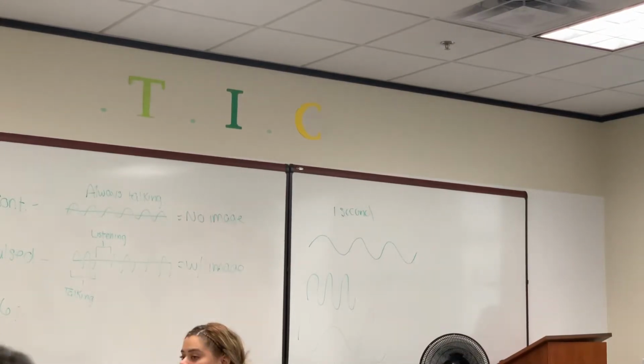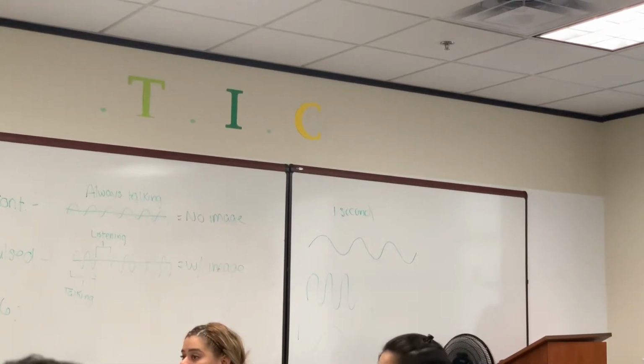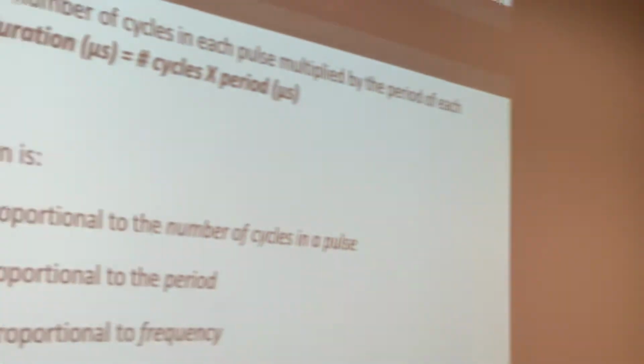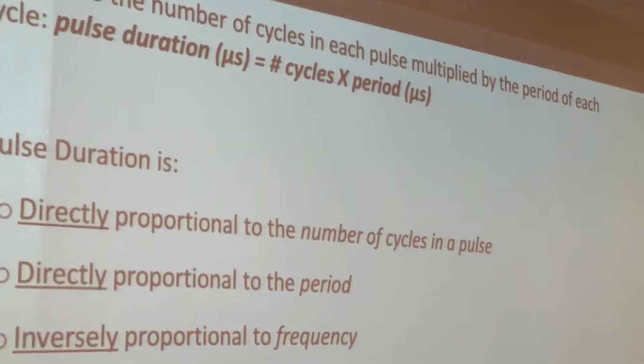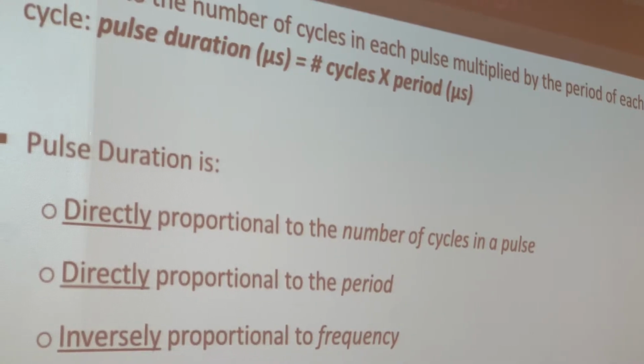I'm sorry, I didn't even put my hand up. All right? So, pulse duration is equal to the number of cycles divided by the frequency. Guys, I have a great example. Let's get down on this board. Can y'all erase this?